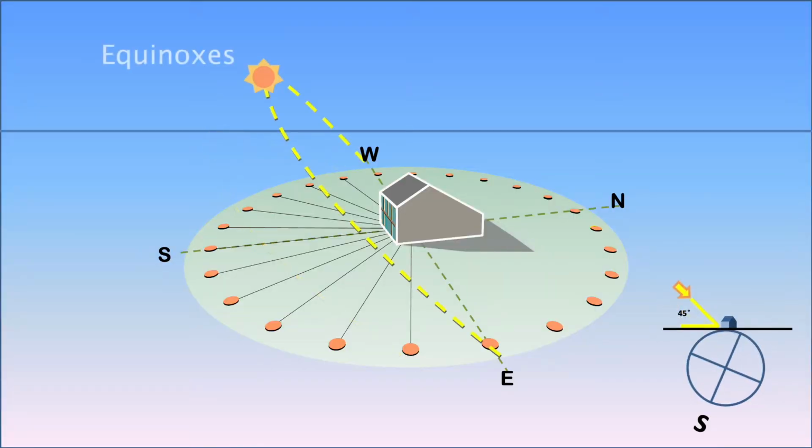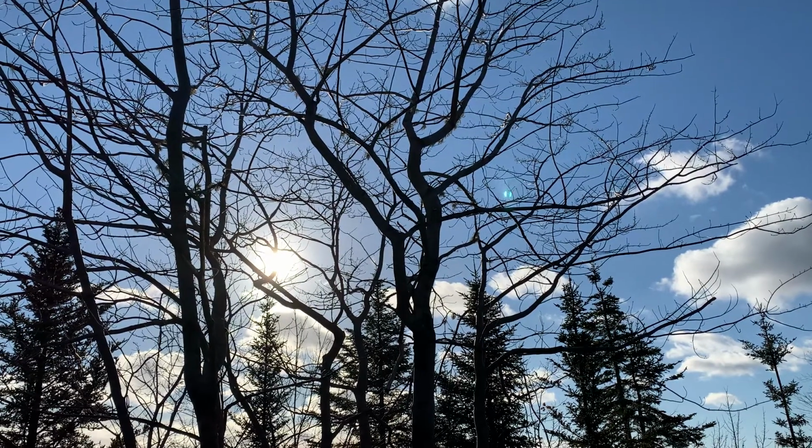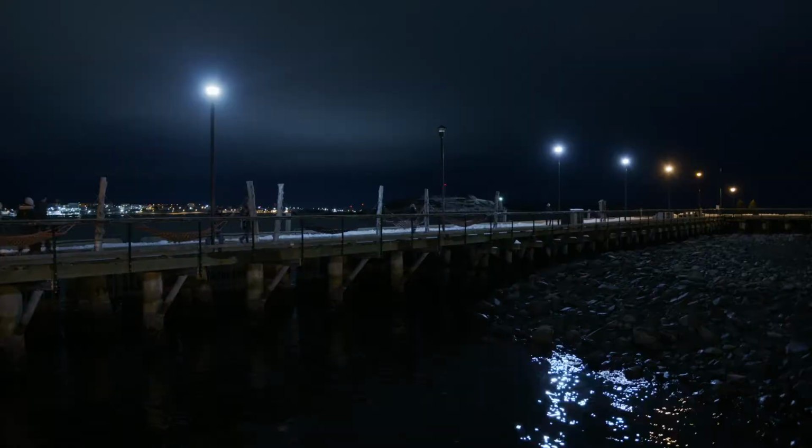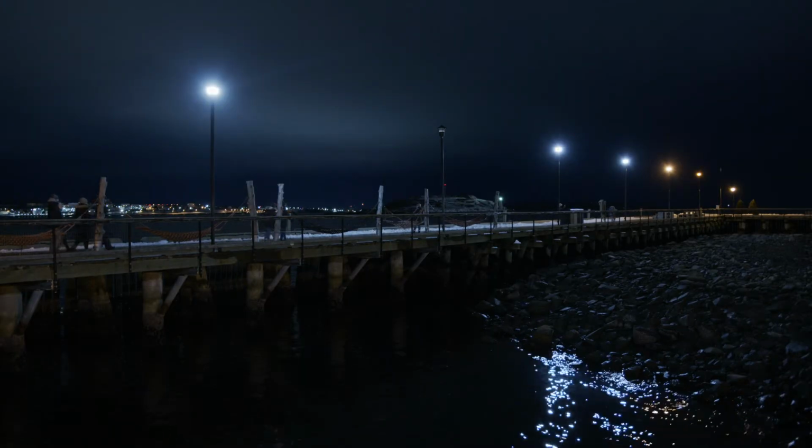At the equinoxes, fall and spring, the sun rises above the horizon at 6 a.m. and sets below the horizon at 6 p.m. solar time. This gives us 12 hours of sunlight and 12 hours without it.